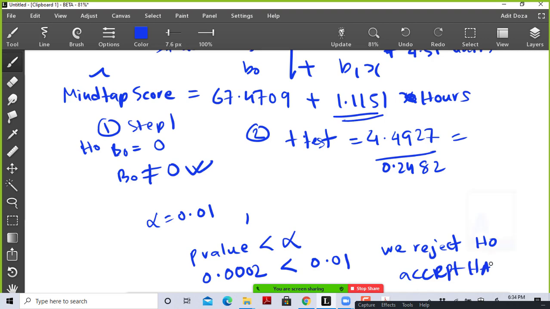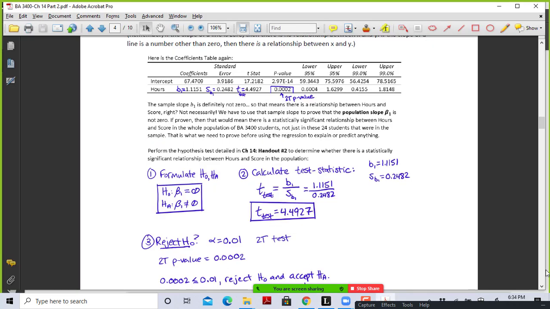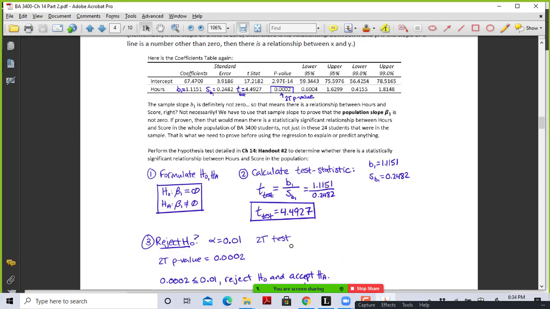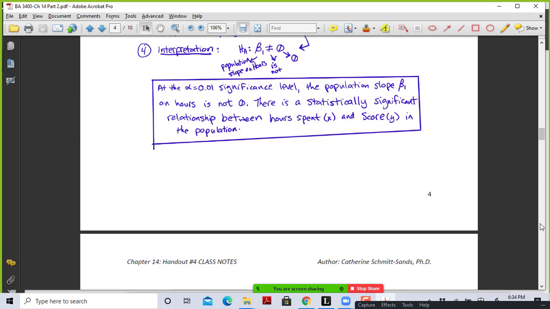I can ask a question like this: is it statistically significant? How do you know? You check the p-value and compare it with the level of significance. If it is less than alpha, we reject. If we reject, that means the slope is statistically significant, and there is a statistical relationship between hours spent and the score in the population. Is that clear to everyone?